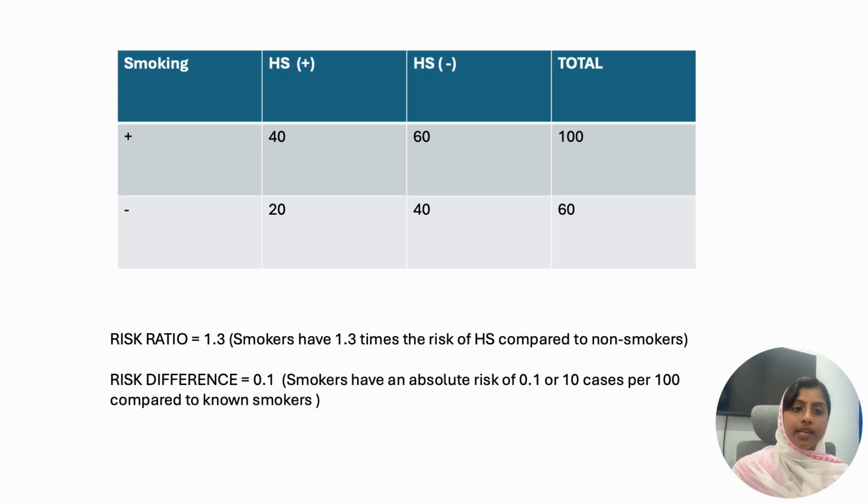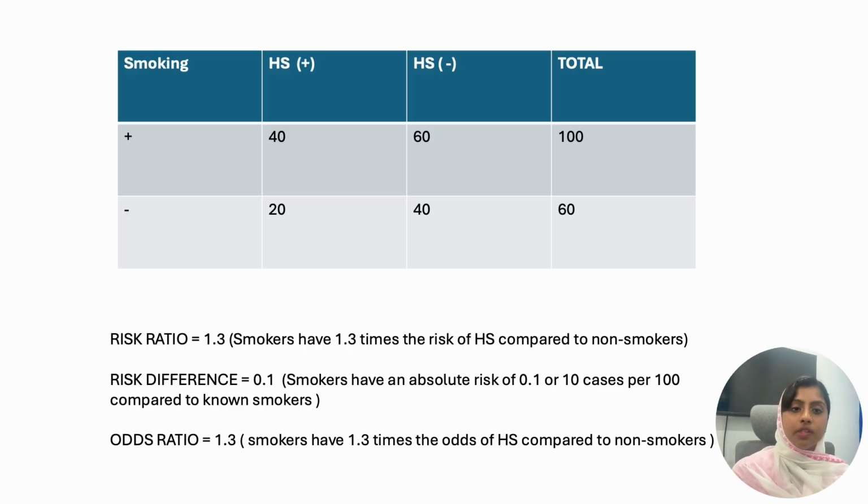And then you might get a risk difference of 0.1. So you can say smokers have an absolute risk difference of 0.1, or 10 cases per 100 compared to non-smokers. And then you can go for the odds ratio. Again, you would get that as 1.3. So you can say smokers have 1.3 times the odds of getting hidradenitis suppurativa. What you need to note here is that with a very small risk, the risk ratio would be equal to the odds ratio, but this won't be the case with bigger risks. That's something you need to keep in mind.